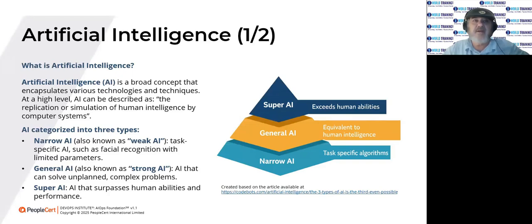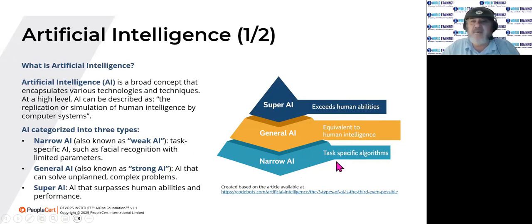So let's talk about artificial intelligence in general. First of all, what is it? AI is a broad concept that encapsulates various technologies and techniques. At the highest level, AI can be described as the replication or simulation of human intelligence by computer systems, just as a definition. There are three major categories, at least described on this chart.